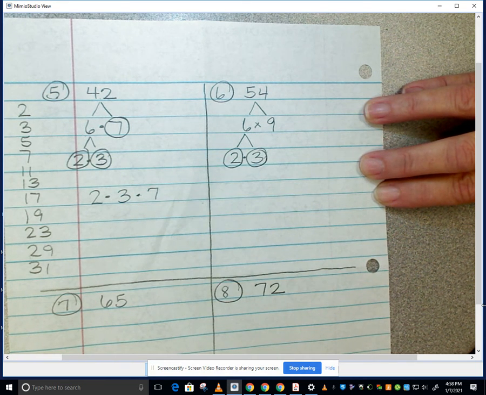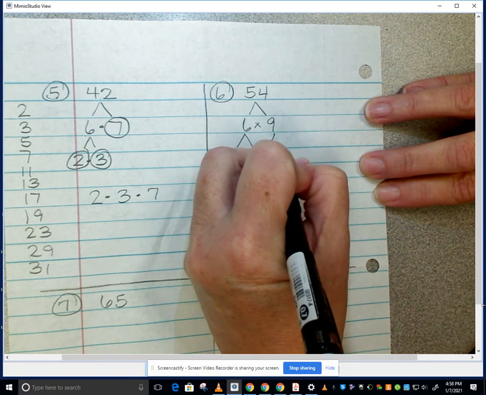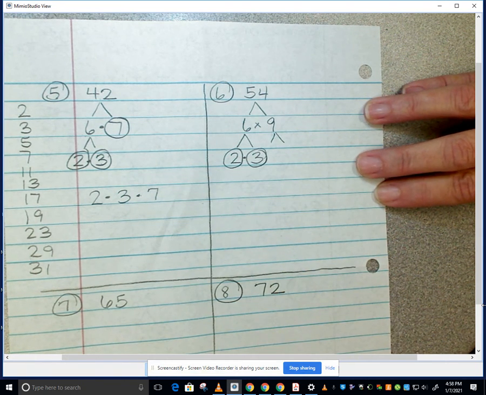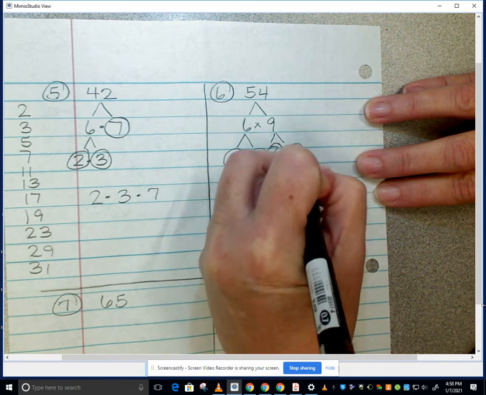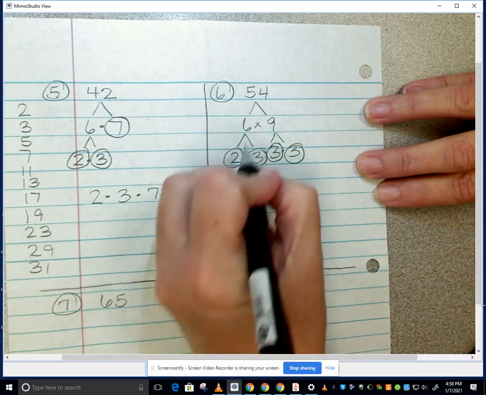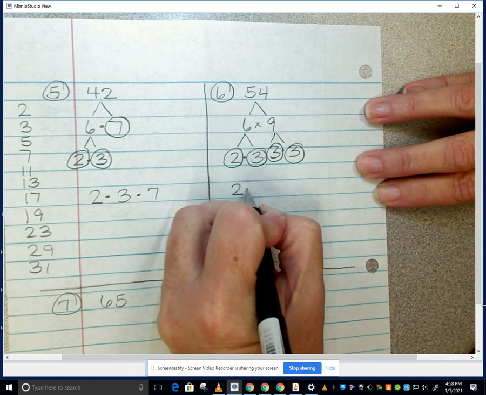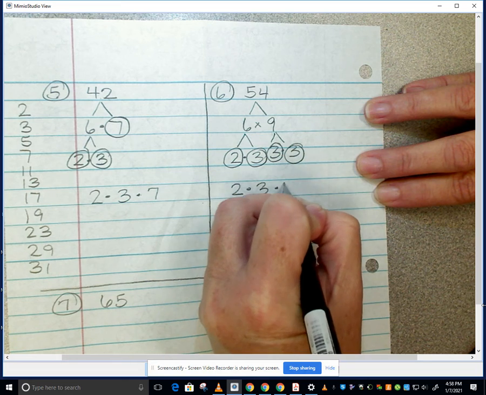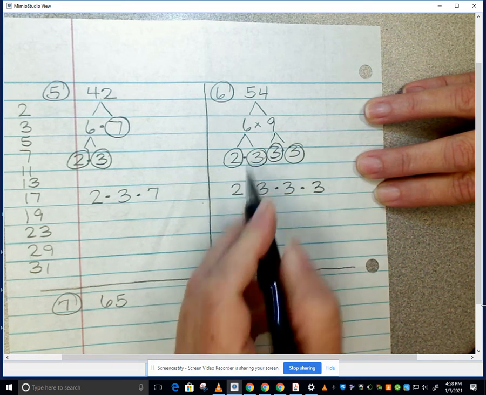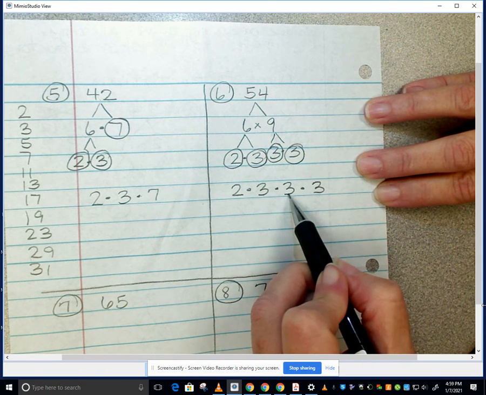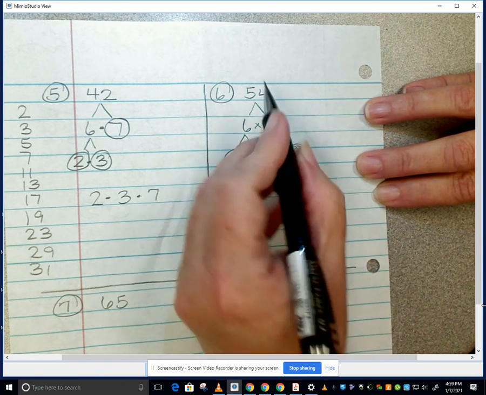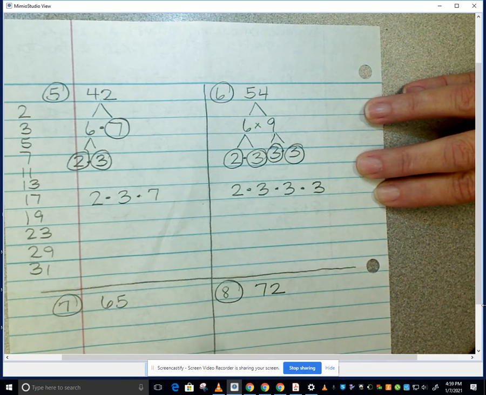Hopefully you're getting a little bit faster. Now let's look at 9. What will give me 9? Some people always want to circle 9, but 9 is not prime. It is a composite number because 3 times 3 will give me 9. So the prime factorization of 54 is 2 times 3 times 3 times 3. Watch me check it. 2 times 3 is 6. 6 times 3 is 18. And you'll see that 18 times 3 is 54.